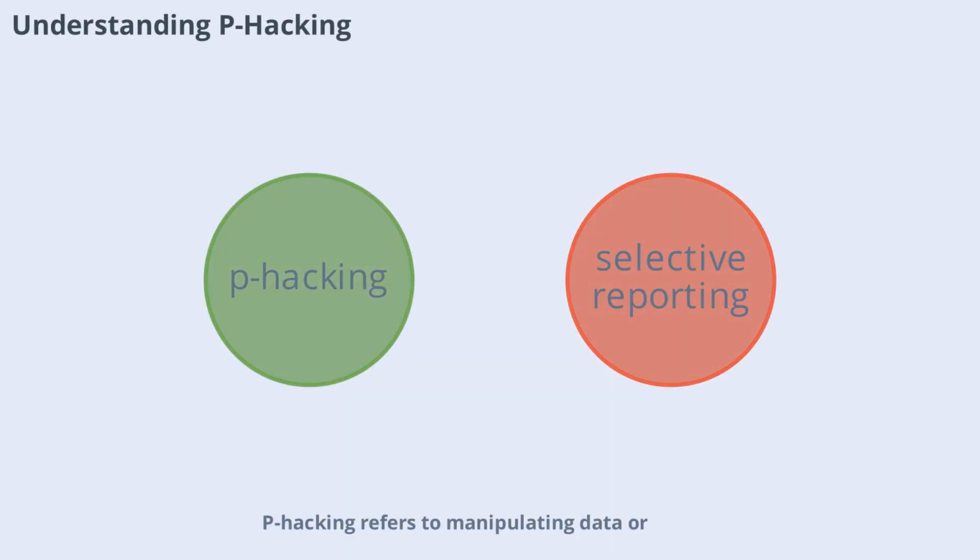P-hacking refers to manipulating data or analyses until statistically significant results are found. This practice can lead to misleading conclusions and undermines the credibility of the research. When analyzing a study, be alert for signs of p-hacking, such as selective reporting or unexplained changes in analysis methods.